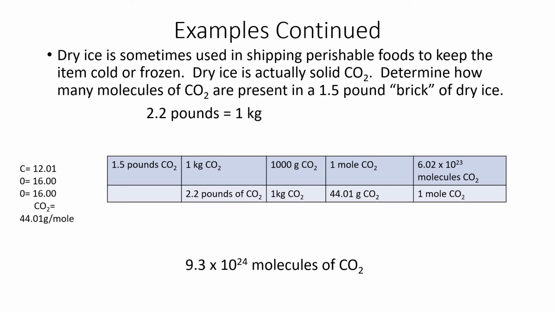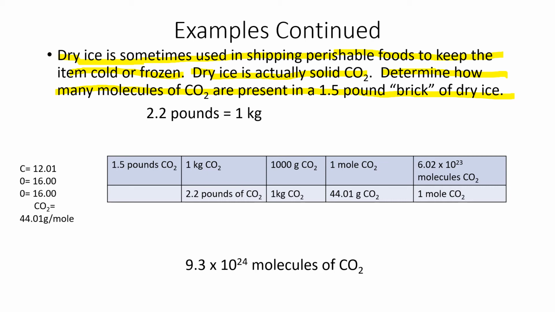So we're going to do some more examples of actually using this in our calculations. Dry ice is sometimes used in shipping perishable foods to keep the item frozen or cold. What dry ice actually is, it's solid CO2. So what we want to determine is how many molecules of CO2 are present in a 1.5 pound brick of dry ice.